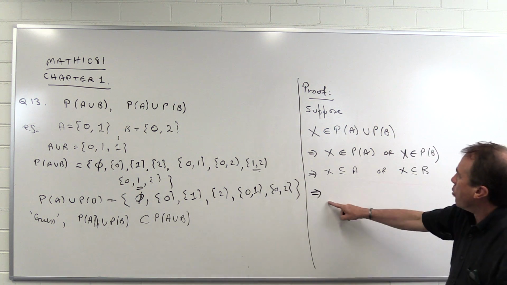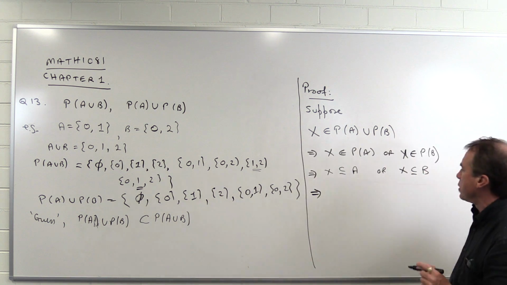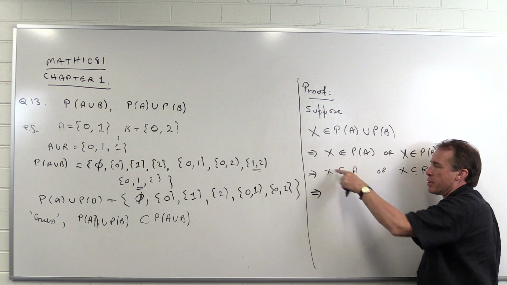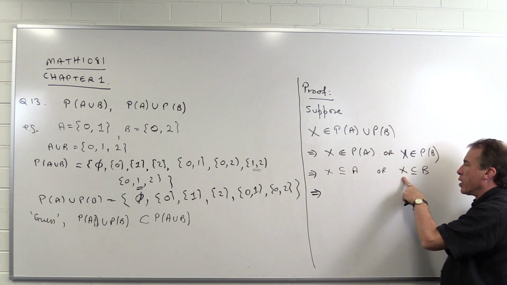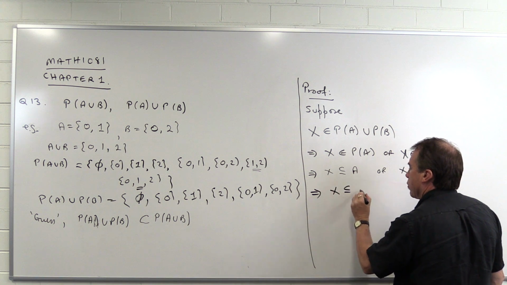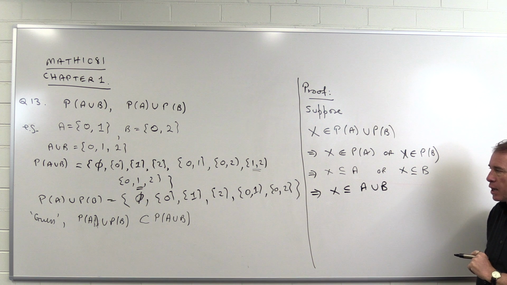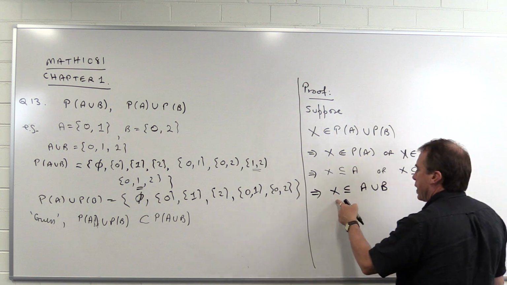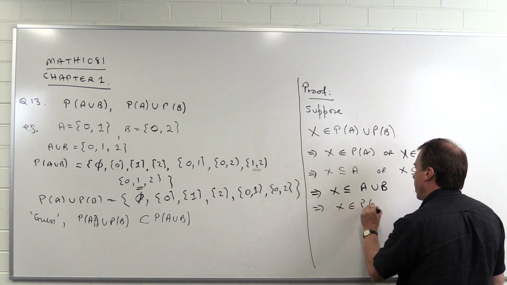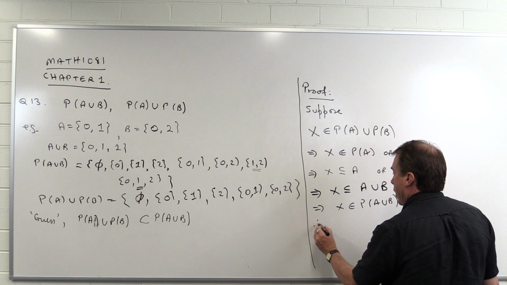Again, keep your eye on the goalpost. I'm trying to get to the power set of A union B. So at this stage I say, if X is a subset of A, that means all the elements of X are in A, or all the elements are in B, or possibly both. Then that means all the elements of X are in A or B, so I can say X is in A union B. And if X is a subset of that, it belongs to the power set of A union B, and that means I'm finished.